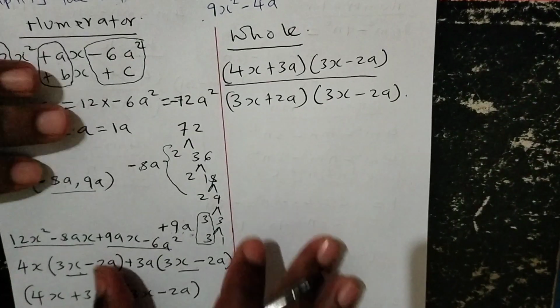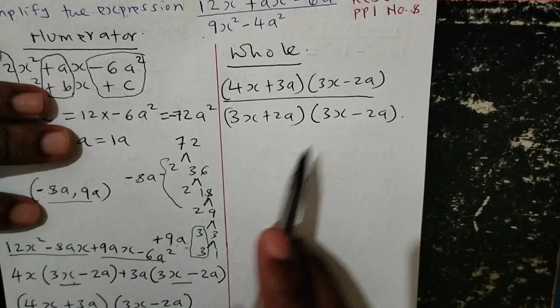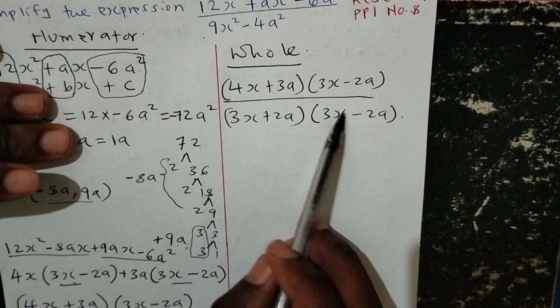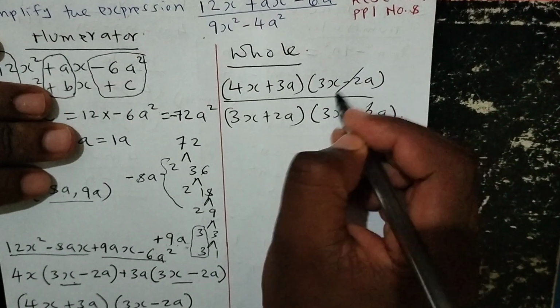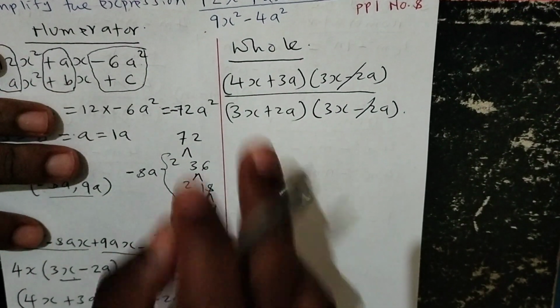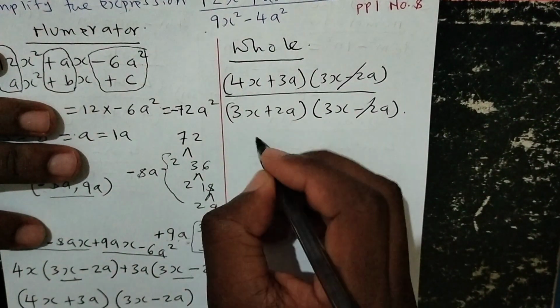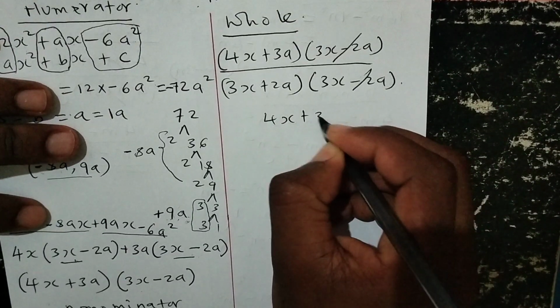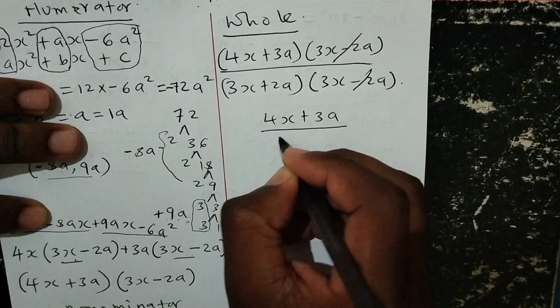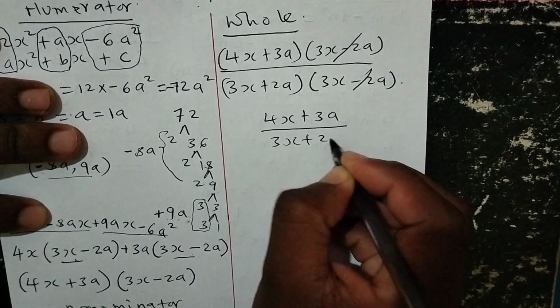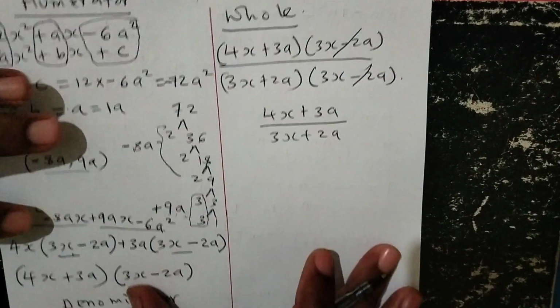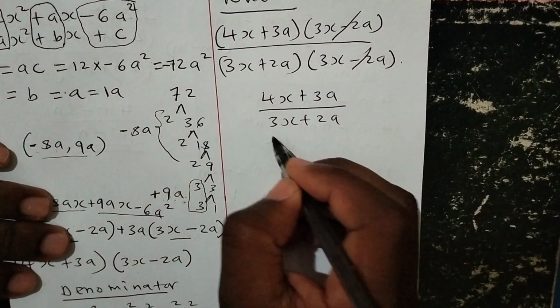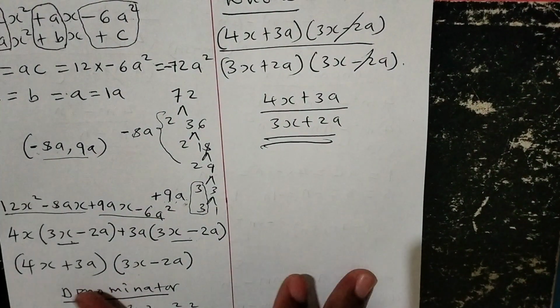Then of course from there you look for similar factors. So you can see we have 3x minus 2a and 3x minus 2a. So these ones will simply cancel out. So the final answer would remain to be, on the numerator I have 4x plus 3a, then divided by, on the denominator I have 3x plus 2a. So there is no other common factors within those two. Therefore this remains to be the final answer.